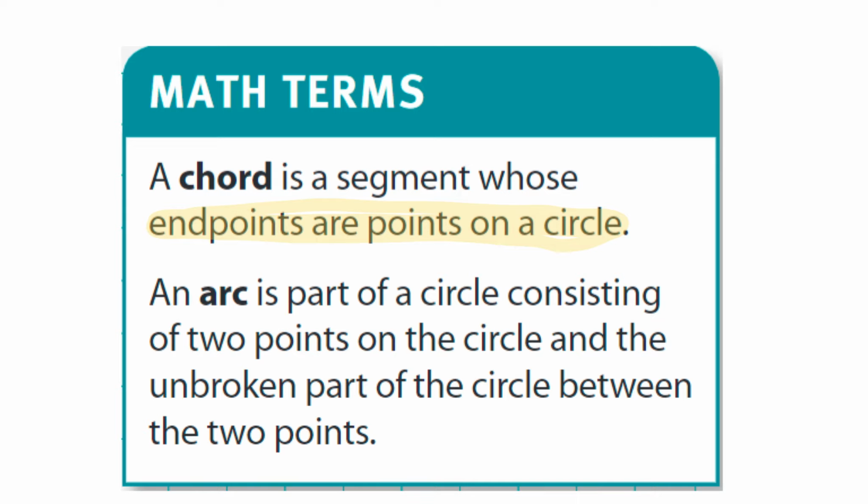Next thing you see is the arc, which is part of the circle, consisting of two points on the circle and the unbroken part of the circle between these two points. So when we see the arc, we'll be familiar with what we see. That's going along the edge of the circle. Again, the whole thing around would be called a circumference. We'll talk about that later. But first of all, we're just talking about the arc. And we will also decipher how we will name arcs, because that's important.